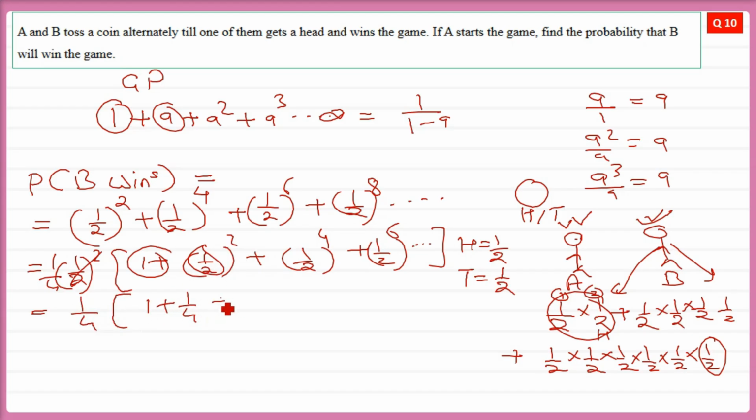So 1 plus 1 by 4 plus 1 by 2 to the 4, 4 to the 8. 2 raised to 4 is 2 to the power 4, that is 2 multiplied 4 times. That will give you 16. 2 raised to 6 is 2 multiplied 6 times. That will give you 1 by 64.